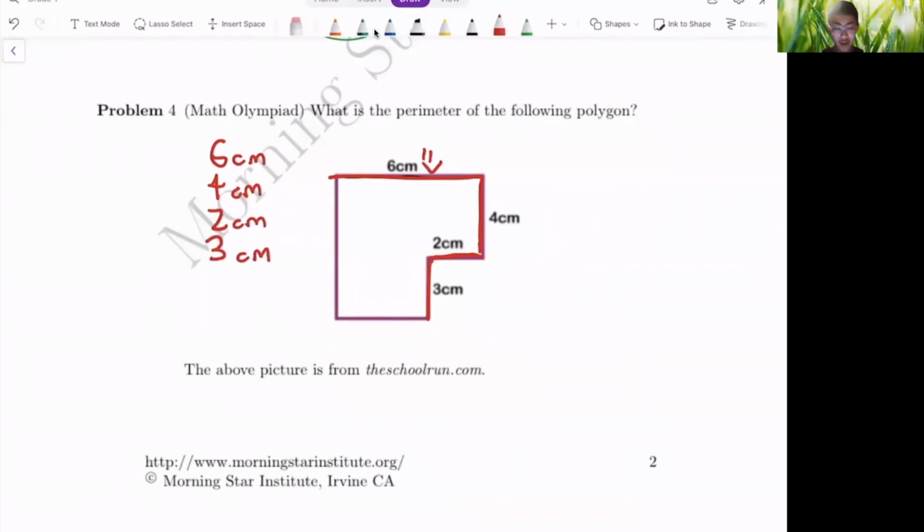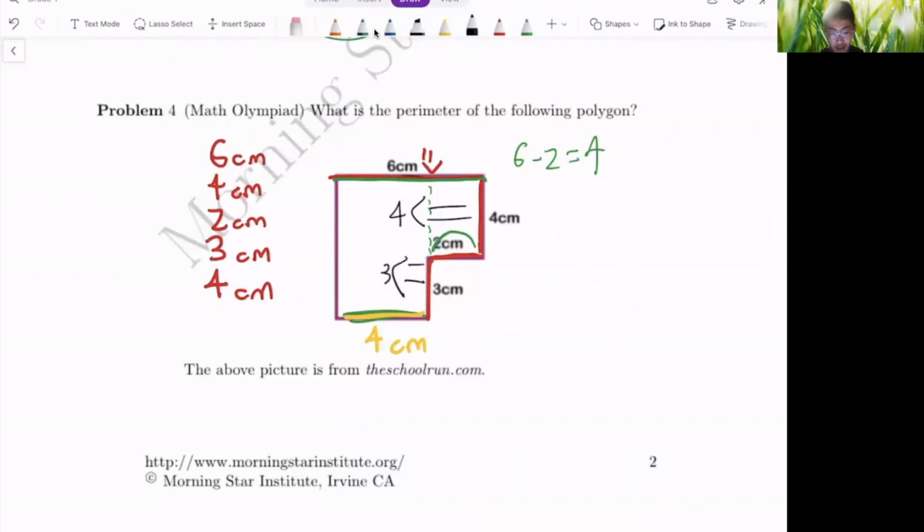And then let's solve this. We know that this length is 6, and we know that this 2 centimeters intrudes a little bit. So 6 minus 2 equals to 4. So we know that this line in yellow should be 4 centimeters. So let's add another 4 centimeters to the table. And finally, the missing side, we know that this in black is 4 centimeters, and this is 3 centimeters. So 4 plus 3 equals to 7. So this length should be 7. So let's add that to the table again, 7 centimeters.